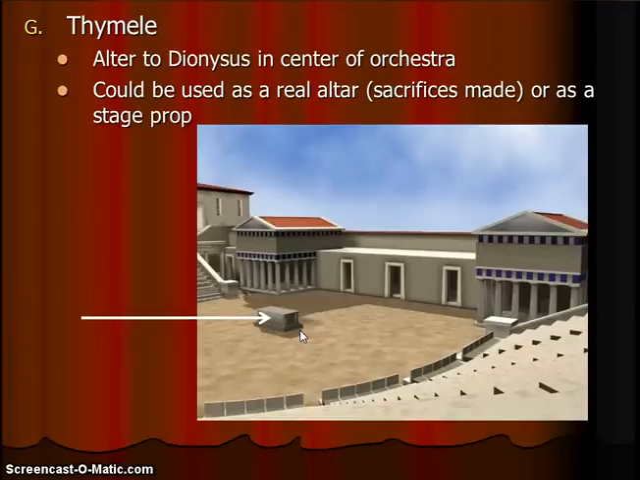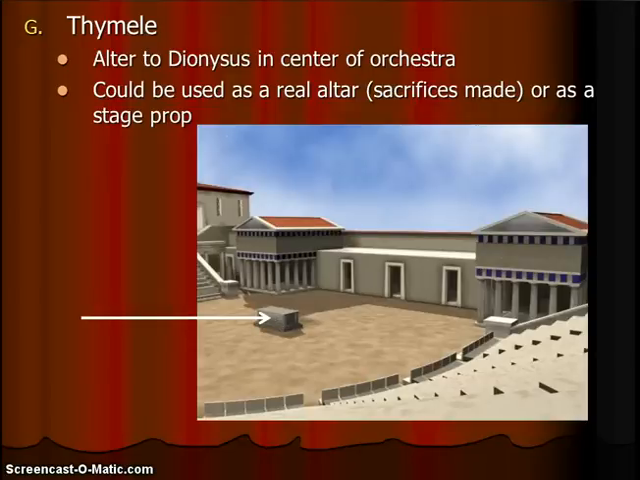An example of it being used as a real altar would have been that during the ceremonies, they had opening ceremonies and closing ceremonies for these plays. And during the opening ceremonies, the people would be sitting in the theatron here on the side, and the priest would come out. The priest of Dionysus would come out. They would actually make a sacrifice on here, and then once it was finished, the plays would begin.